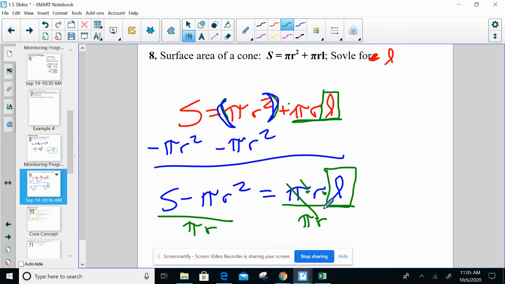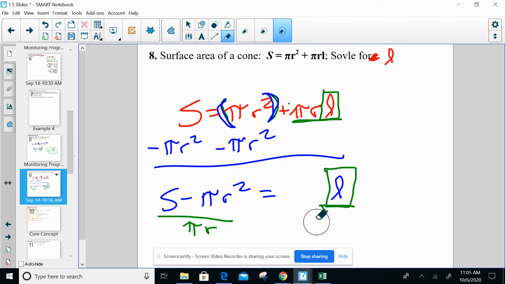And that cancels these out. Now, I'm not even going to rewrite it. I'm just going to erase because it canceled, and that's it. That's all you need to do. L is by itself, so L equals S minus pi r squared over pi r.